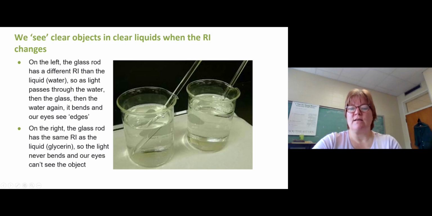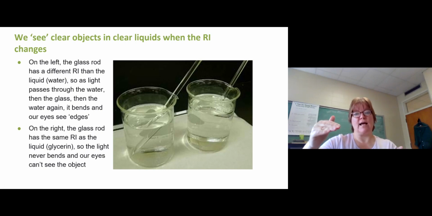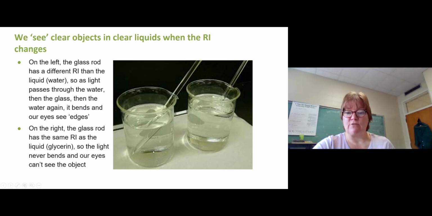And this is because the light is going from the water through the glass, then through the water again. Each time it changes medium, it has to bend or refract because of the different refractive index. So since water has a different refractive index than this glass, I see the edges. You don't even think of it, right? You see it, but what's really happening is this halo here is due to the refraction when it enters and exits the piece of glass.